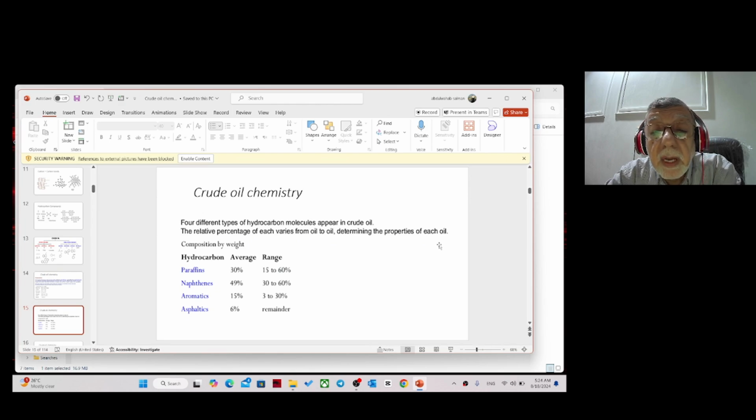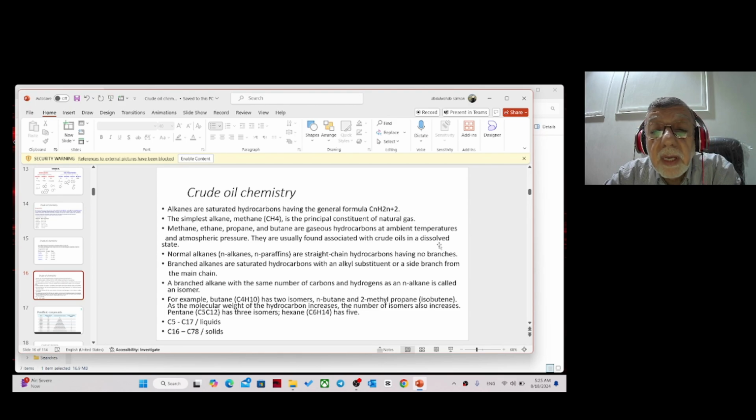Four different types of hydrocarbon molecule appear in crude oil, and the relative percentage of each varies from oil to oil, determining the properties of each oil. Composition by weight: in different types of crude oil, there is paraffin, naphthene, aromatic, and asphaltic. Paraffin percentage is about 30%, the range is 15 to 60%. Naphthene average is 49%, from 30 to 60. Aromatic 15%, from 3 to 30, and asphaltic is 6%, and the remainder.